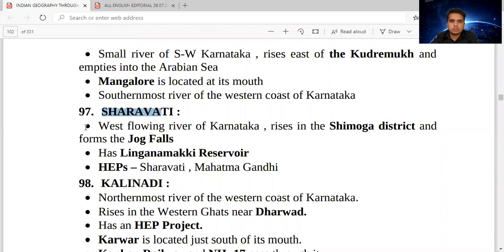So Sharavati. These are the west flowing rivers of Karnataka. It rises in the Shimoga district and forms the Jog Falls. It has a Linganamakki reservoir.